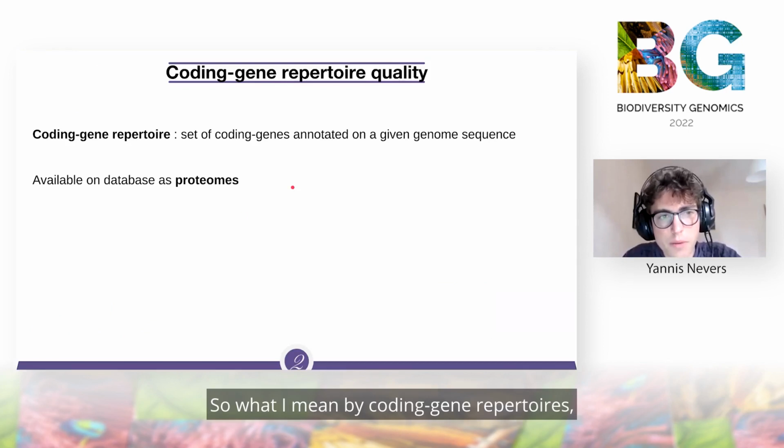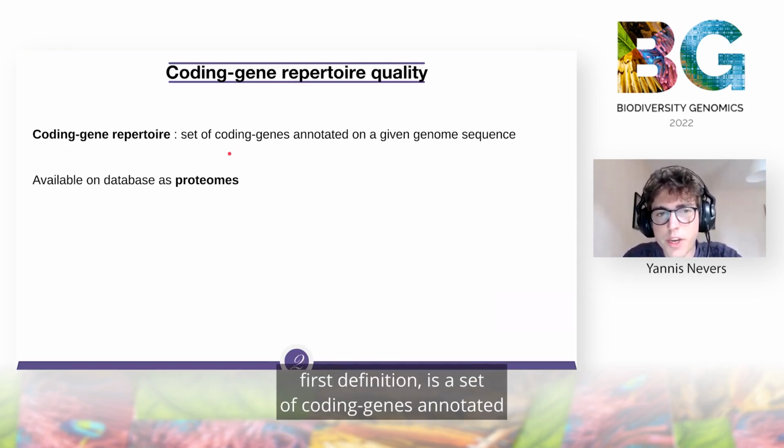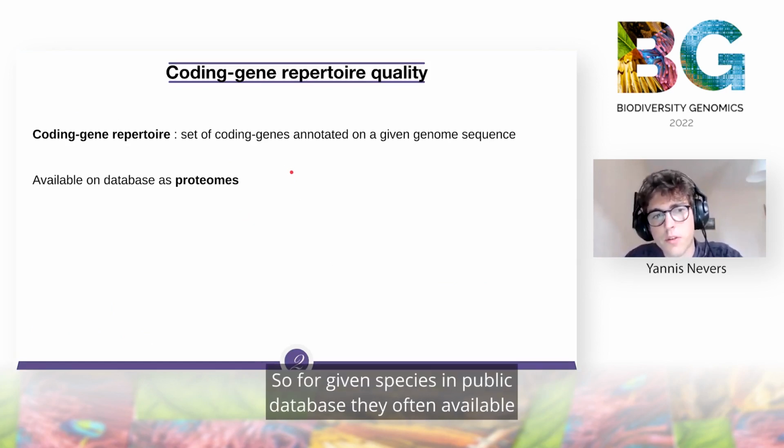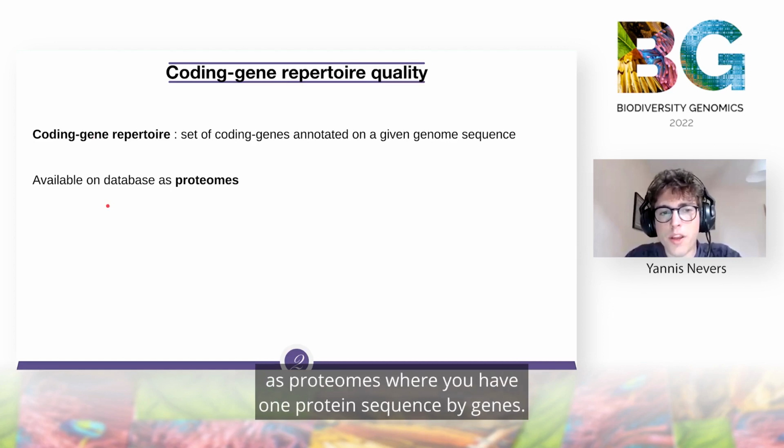So what I mean by coding gene repertoires, first definition, is a set of coding genes annotated on a given genome sequence, so for a given species. In public databases, they are often available as proteomes, where you have one protein sequence per gene.